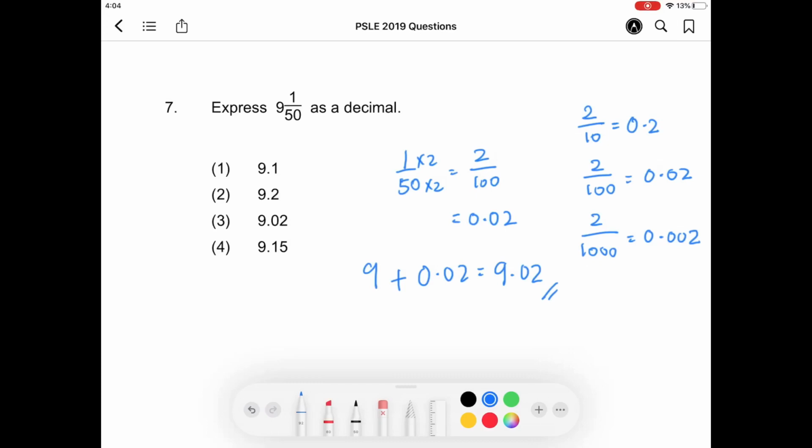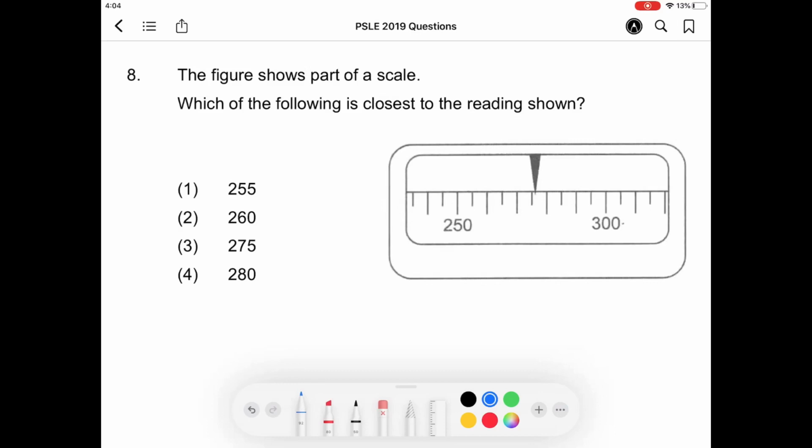So the answer for question 7 is option 3. Question 8. The figure shows part of a scale. Which of the following is closest to the reading shown? To solve this question, we have to find out the readings on the scale.